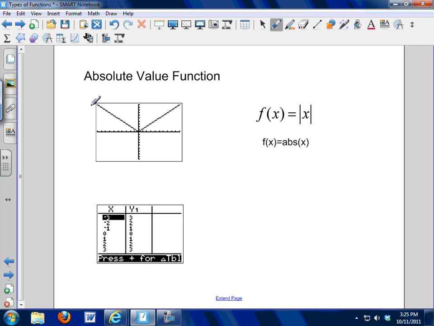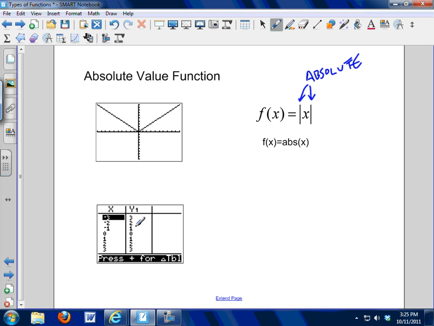Okay, absolute value function. Graph: it's a V. That's the easy way to tell. The graph of the V tells me that. The equation's got these little bars, which mean the absolute value. That means take whatever's inside the bars and make it positive because it's distance. On your calculator it's noted with this abs x thing.